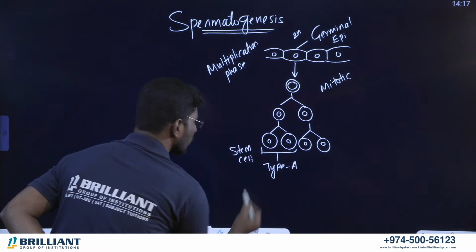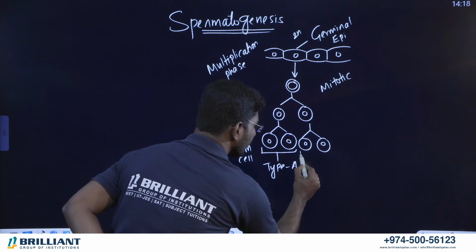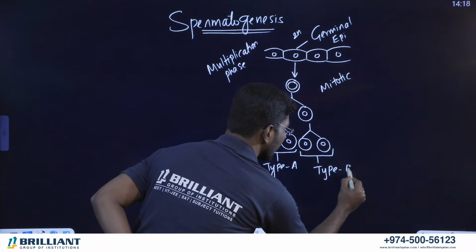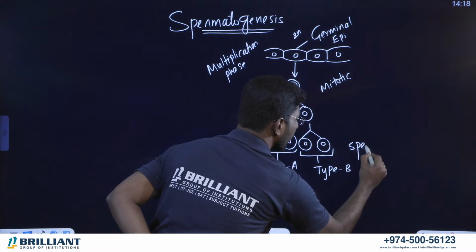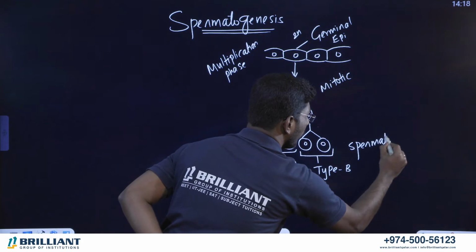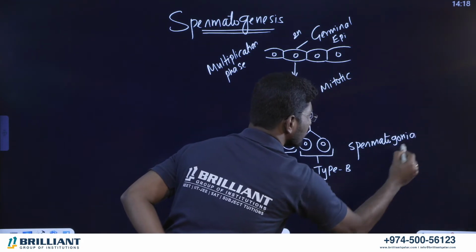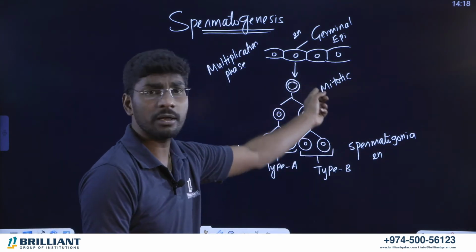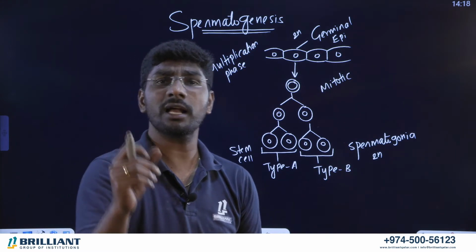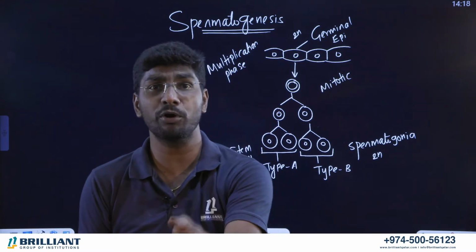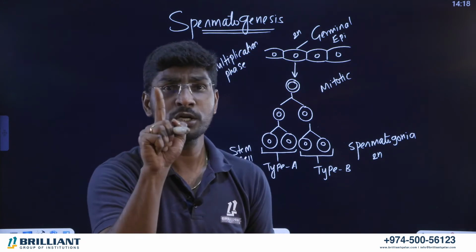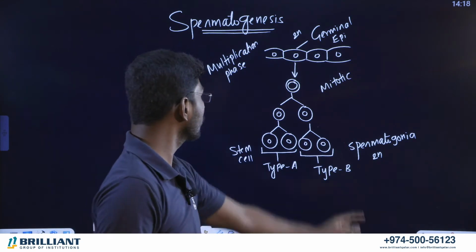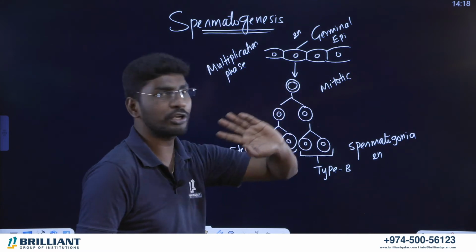Keep in mind. Next, what about the type B cells? We can call type B cells spermatogonia. Spermatogonia are also diploid in nature. Why am I explaining diploid? Many times in MCQs they ask which of these cells is haploid or diploid during the spermatogenesis process. So far we have discussed two different types of cells, and both are diploid. Germinal epithelia are diploid, spermatogonia also diploid.